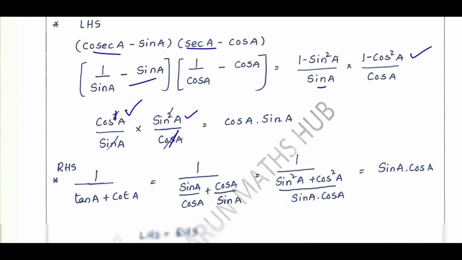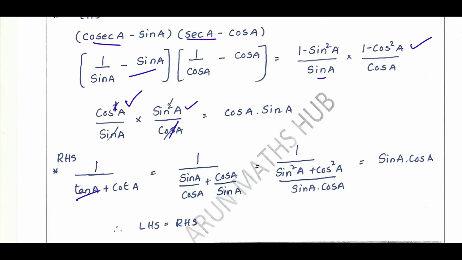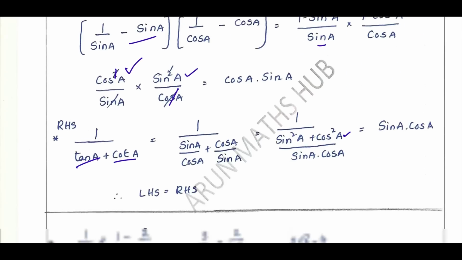Now simplifying RHS, write tan A as sin A by cos A, cot A as cos A by sin A, taking LCM. Now 1 by sin square A plus cos square A divided by sin A into cos A. Sin square A plus cos square A is 1. We get sin A into cos A. Therefore, LHS is equal to RHS.